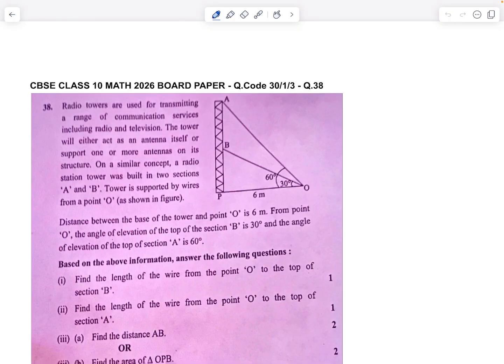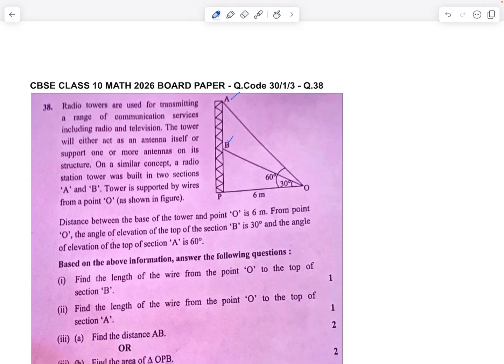Radio towers are used for transmitting a range of communication services including radio and television. The tower will either act as an antenna itself or support one or more antennas on its structure. On a similar concept, a radio station tower was built in two sections, A and B. The tower is supported by wires from a point O, as shown in the figure.